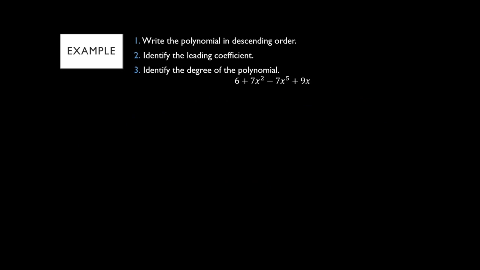When you're typing things that have exponents, the caret symbol is how we do an exponent. So if you were typing, you would write 7x, put in that caret symbol, and then put the 2 to indicate that's your exponent. So we're doing the same thing here. We've got 6 plus 7x squared minus 7x to the 5th plus 9x, and we want to write it with the highest exponent first down to the lowest. So go ahead and do that on your paper or wherever you're taking notes, and then type your answer into the chat.